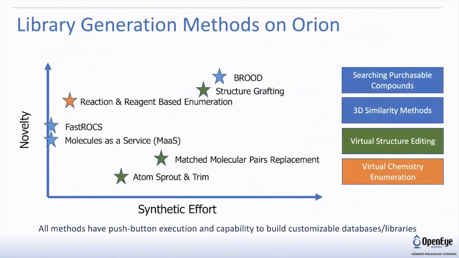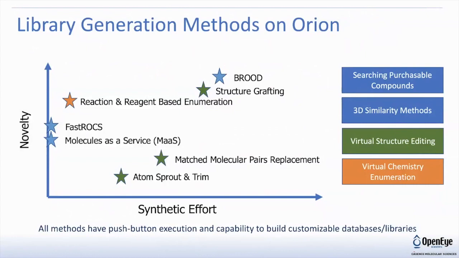Orion contains a number of tools for kicking this process off, whereby a single idea can be expanded into many compounds for evaluation by a number of different methods. At OpenEye, we think about library generation on a sort of two-dimensional plane, where both novelty and accessibility of compounds is important in different circumstances during lead optimization.